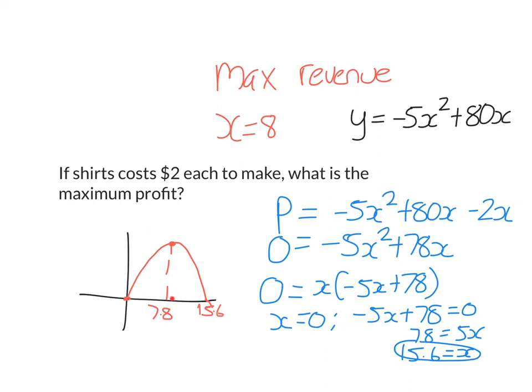So interestingly, note the turning point is always halfway between the two x-intercepts. It's halfway between 0 and 15.6. That's not a coincidence. It happens with every parabola.